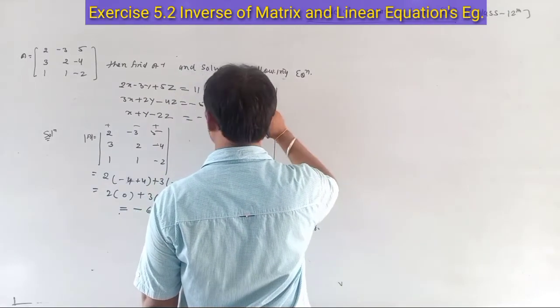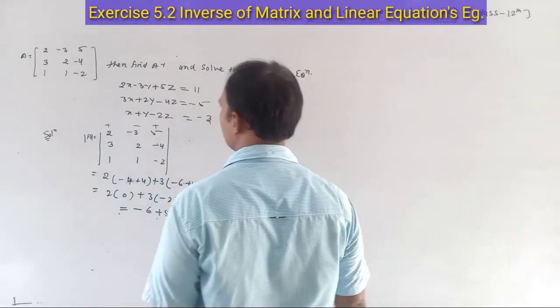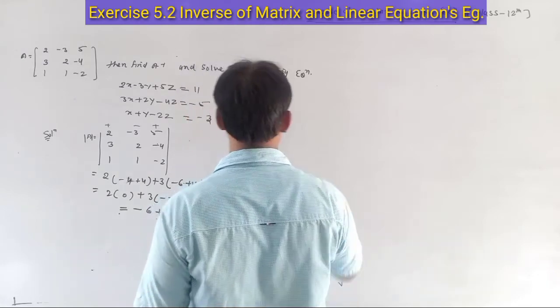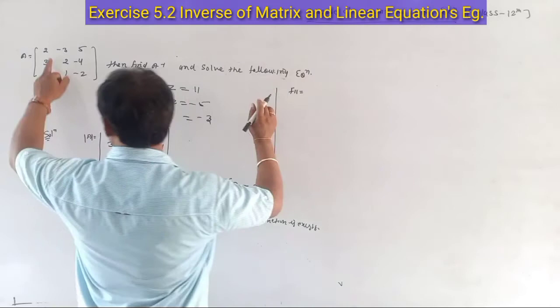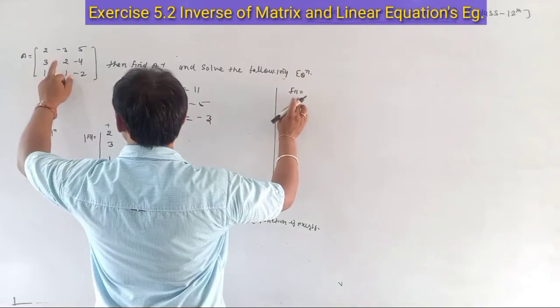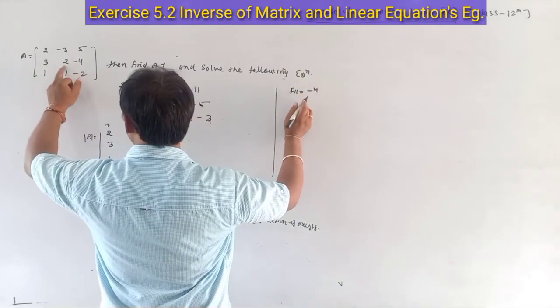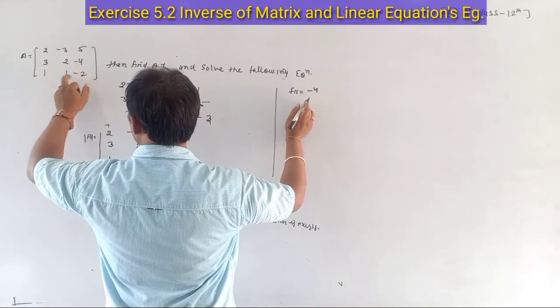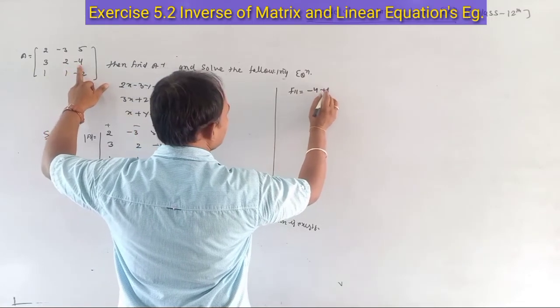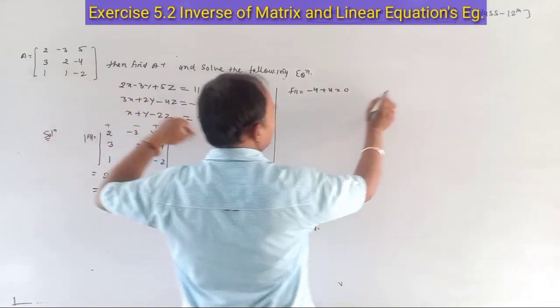A inverse means we have to find all the cofactors of it. So we are going to find F11. F11 means it is minus 4 plus 4, so it is 0.